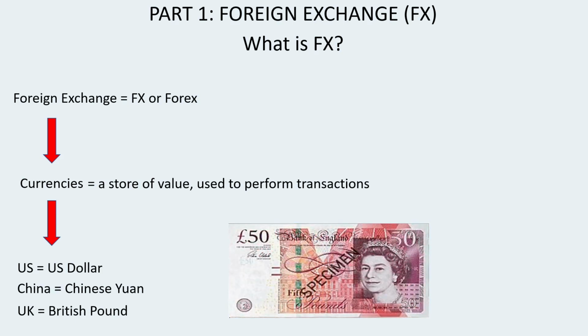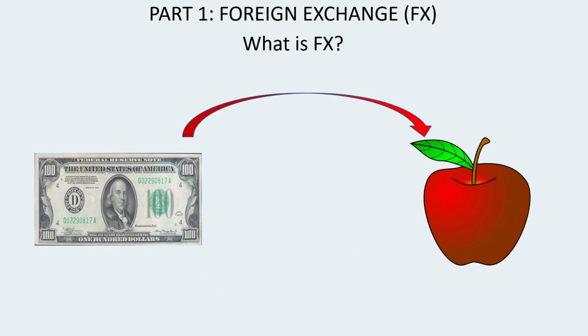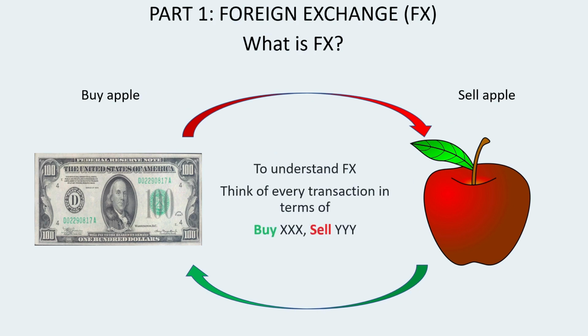Now, if you want to buy something, say an apple, you pay a specific amount of currency. In return, you get the apple. The most common understanding from the perspective of the buyer is just simply buying an apple. From the perspective of the seller, selling an apple. But the key to understanding FX is the concept of buy and sell. I can't stress this enough.